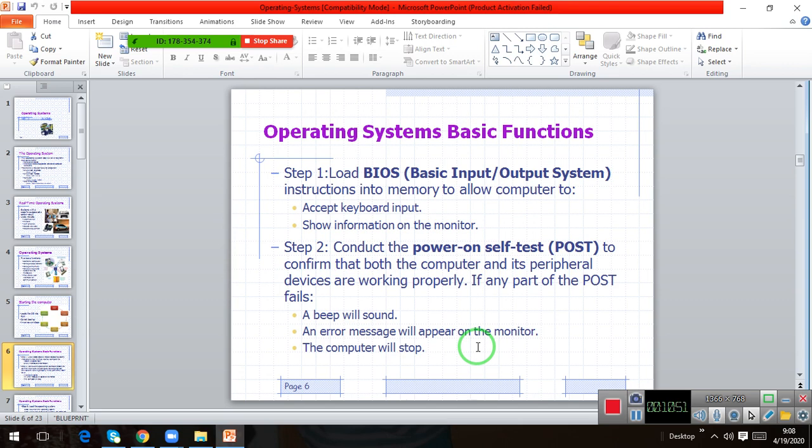So these are the sorts of messages we may have on the screen. And third, the computer will stop. It might be possible that after a beep beep, the computer will go into shutdown mode. So these are the three different failure problems we may face if the POST fails.